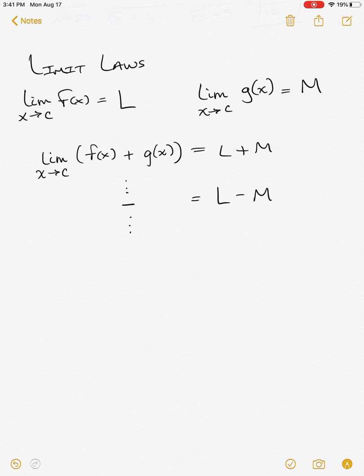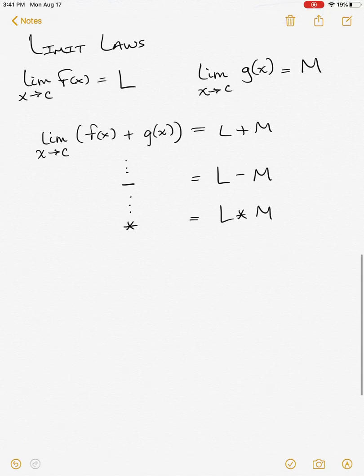Same concept if it was multiplying. Toss in the multiplication symbol. It's not difficult. I promise you, it's not difficult. And keep it rolling. Go ahead and toss in the division symbol. You already know.